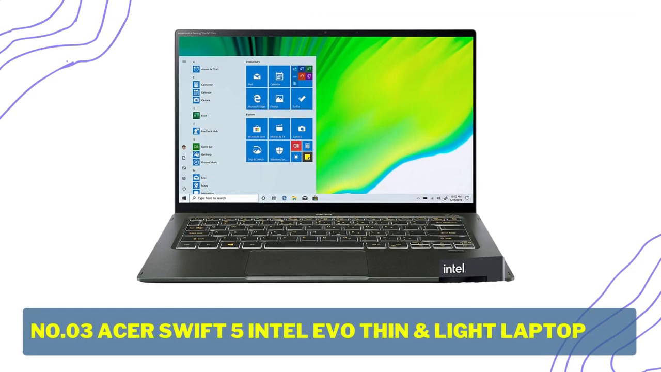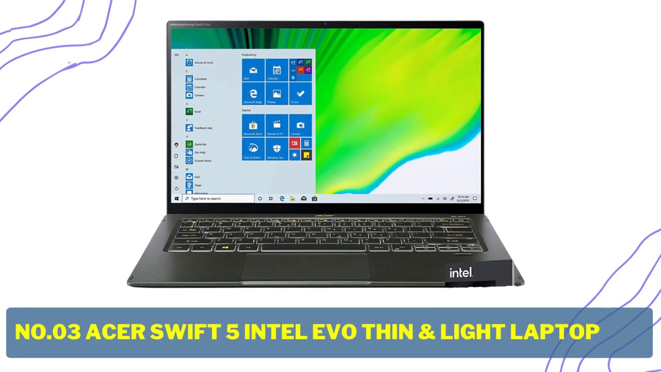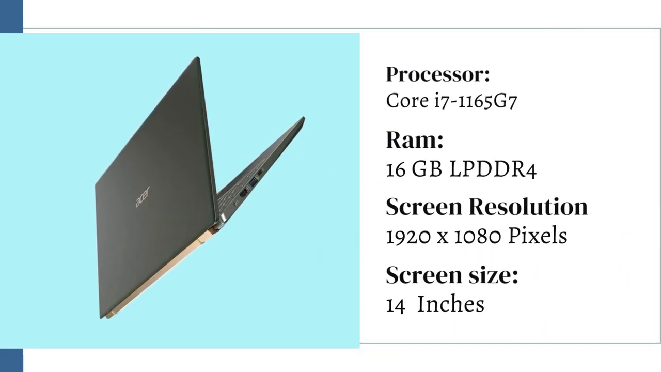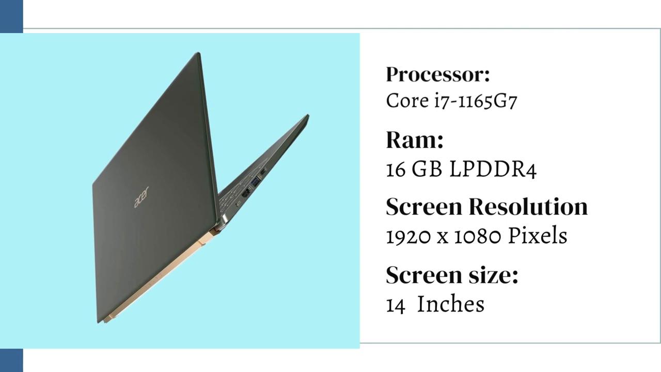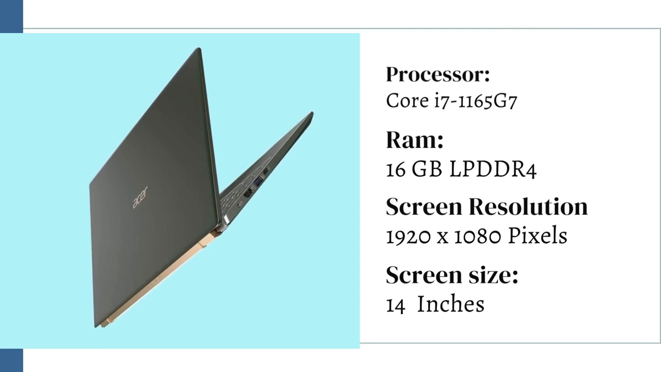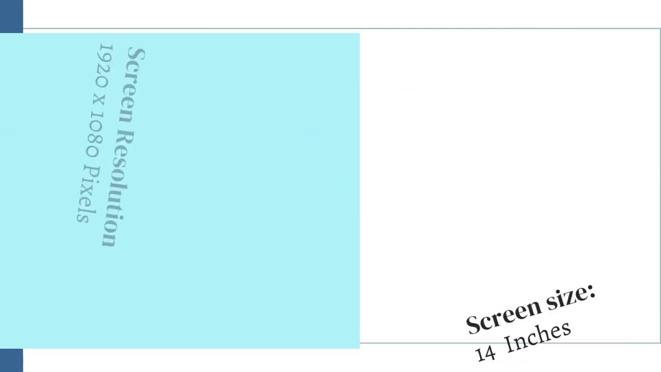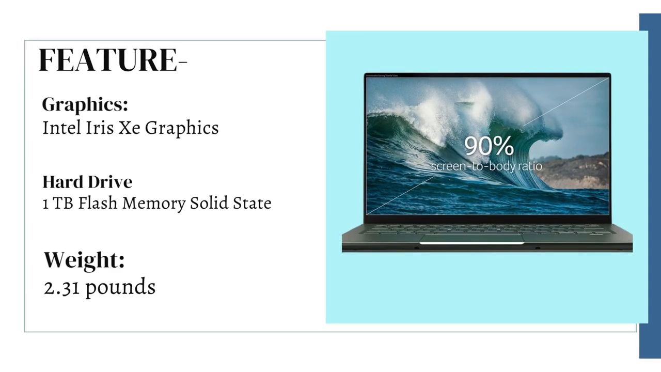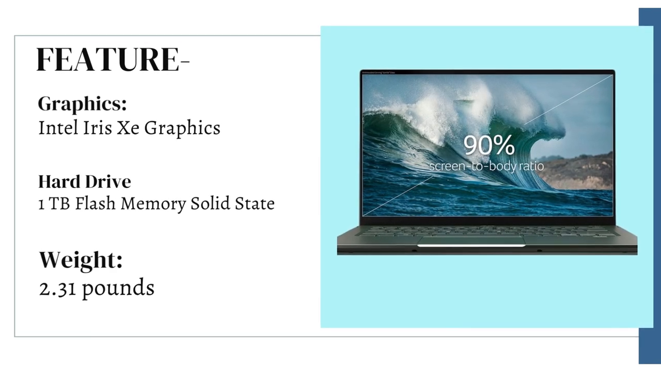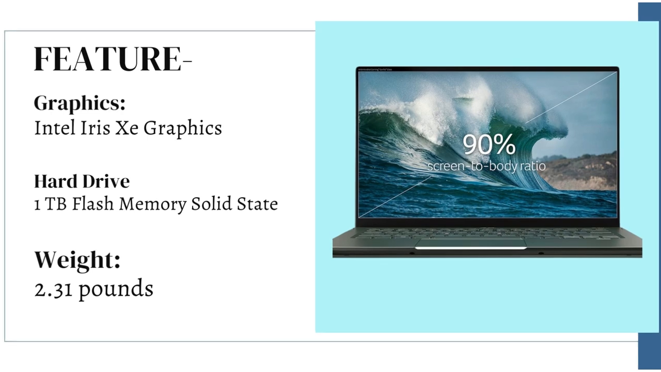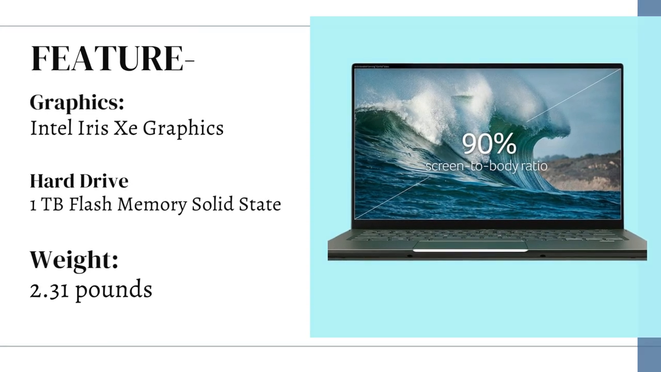Number 3. Acer Swift 5 Intel Evo Thin and Light Laptop. It comes with Intel Core i7-1165G7, 14-inch display. It has 1TB flash memory solid state hard drive with Intel Iris Xe graphics. It weighs only 2.31 pounds.